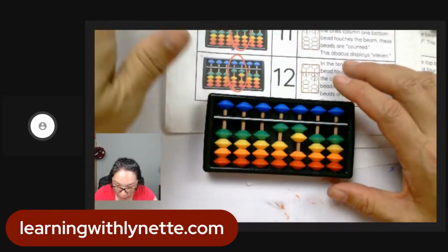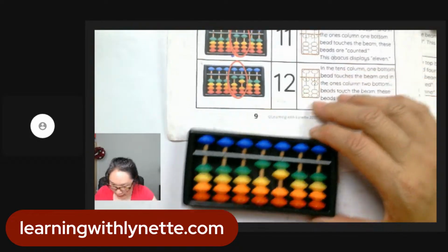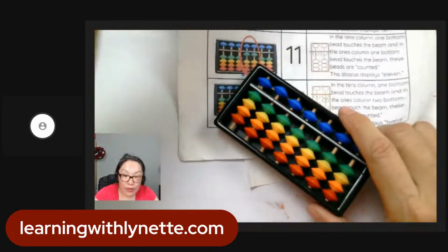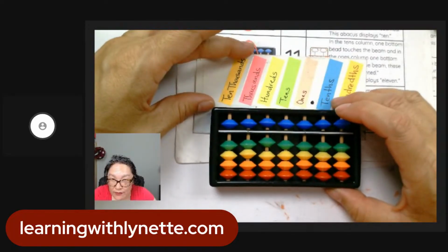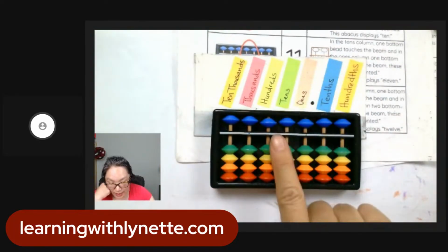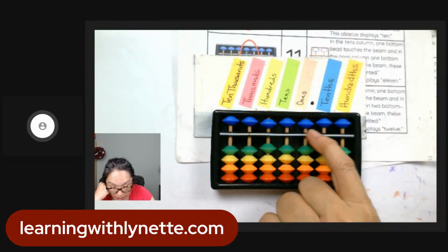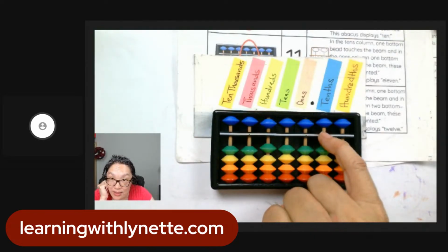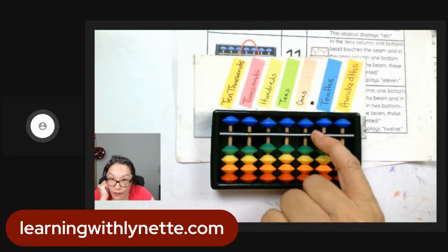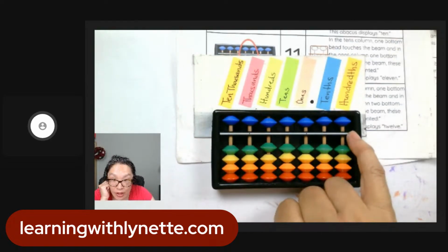So if we want to look, we have our place values. We have our ones, our tens, our hundreds, our thousands, our 10,000. Between the ones and the tenths sits our decimal place. After our decimal place, we have our tenths and our hundredths.